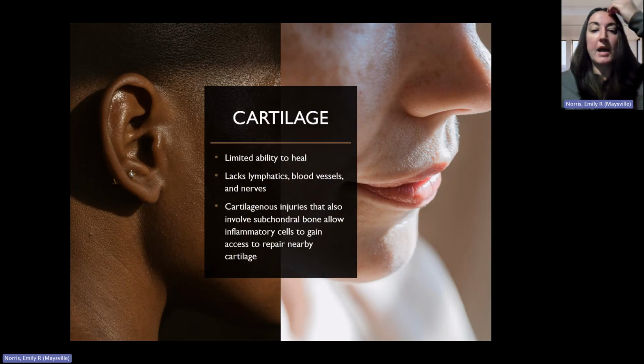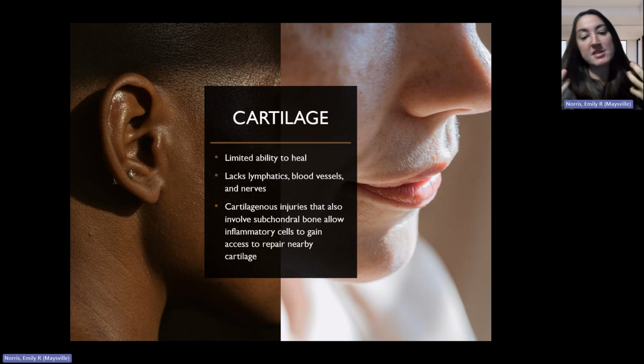Cartilage has a limited ability to heal based on its low blood supply. It doesn't have very many lymphatic vessels near the cartilage, low blood supply, low nerves. However, if bone near the cartilage is damaged as well, sometimes it can steal from their inflammatory process and use those cells to repair a little bit better.